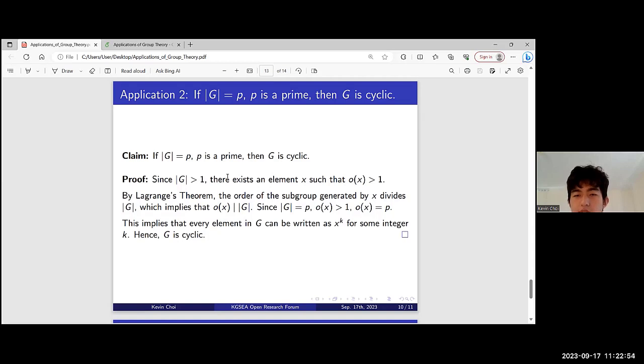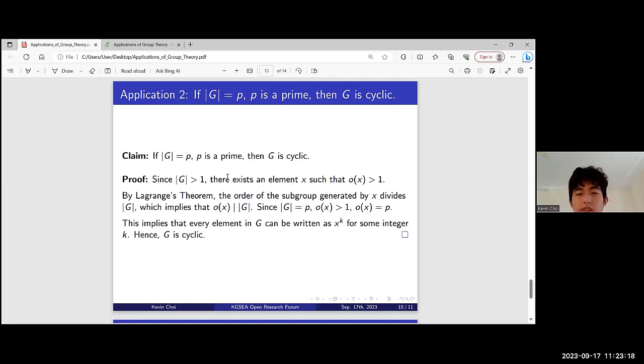And since the order of x is greater than 1, this means that the order of x has to equal p. So this implies that every element in G can be written as x to the power k for some integer k, which therefore concludes that G is cyclic.